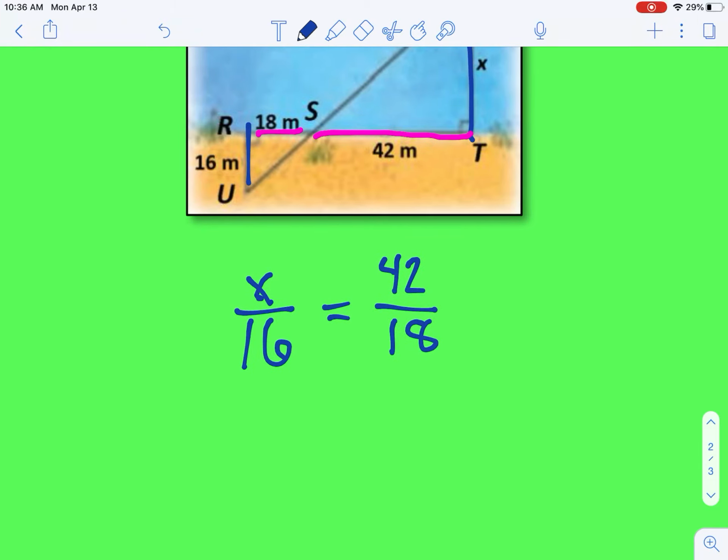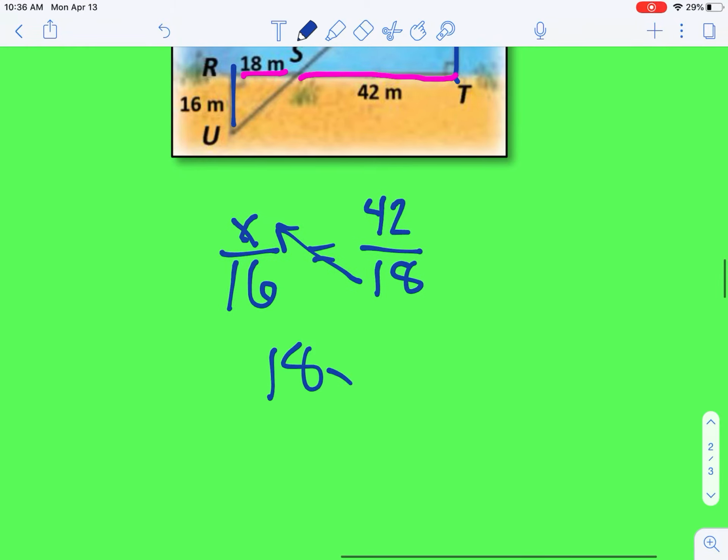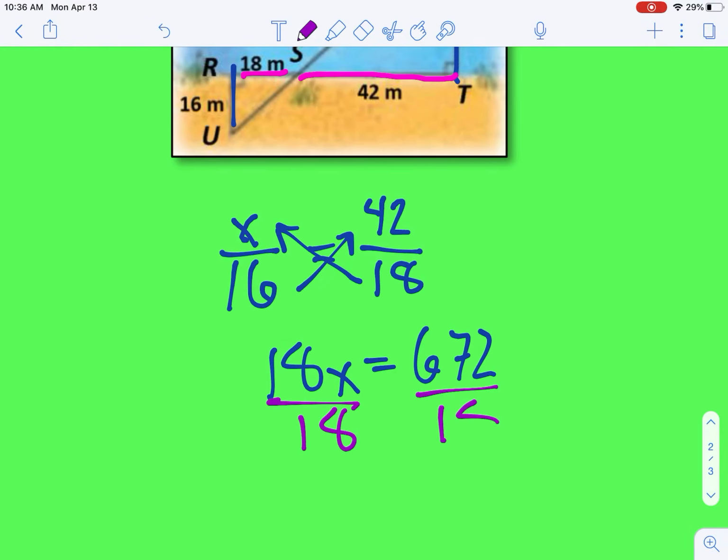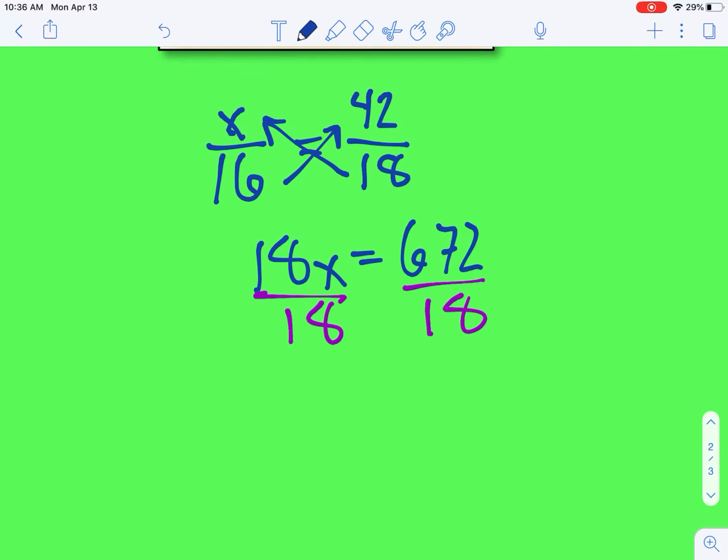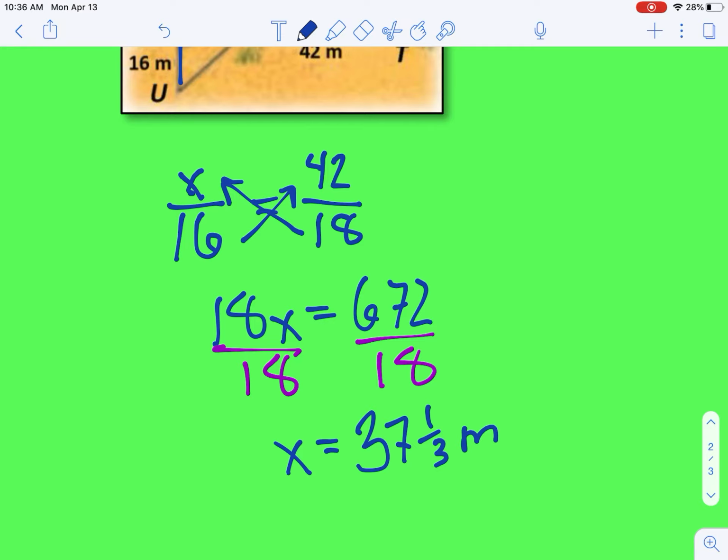Now we're going to go ahead and cross multiply. 18 times x is 18x. And 16 times 42 is 672. Now we can divide by 18 on both sides. And x equals, I'm going to use my calculator. Ooh, I don't know if I got that one right. That looks wrong. Let me double check. Yep. Okay, so I got 37 and a third, because it was 0.3333 repeating, which is 1/3 meters.